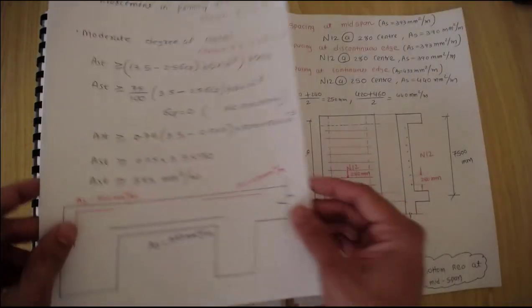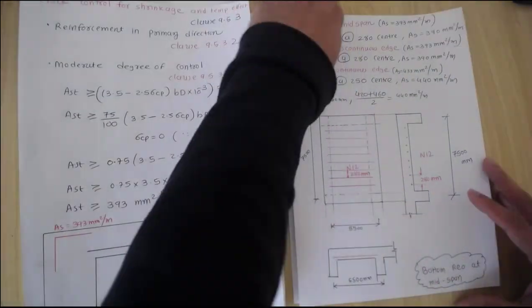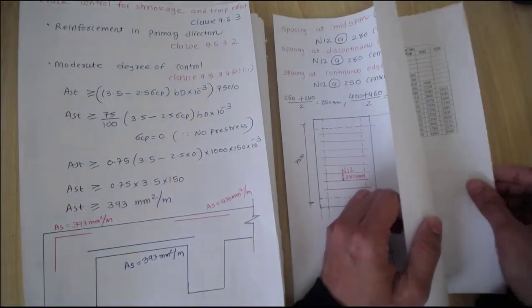Now the next step, we need to find the spacing. How are we going to find the spacing? I'm going to use this one table.